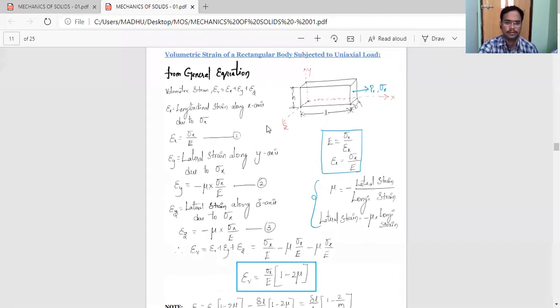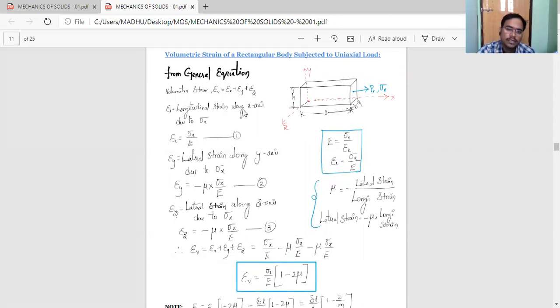During the last video lecture, we were discussing the volumetric strain of a rectangular body subjected to uniaxial load. From the general equation, we know that the volumetric strain is epsilon V equal to epsilon x plus epsilon y plus epsilon z. The load is uniaxial and acts parallel to the x-axis, perpendicular to the yz plane, and we will find the changes in the dimensions: length, breadth and height.